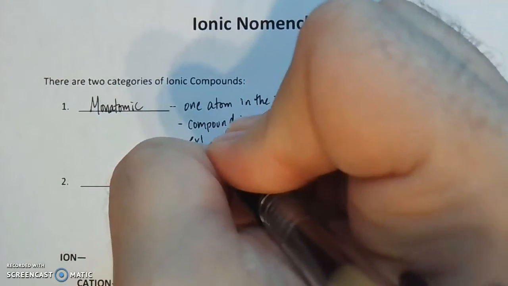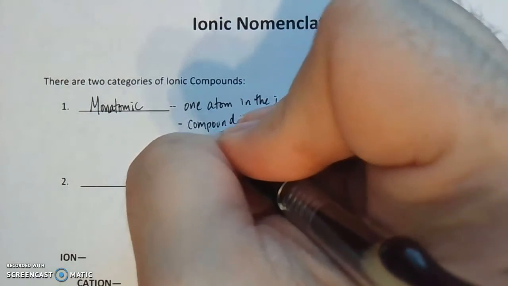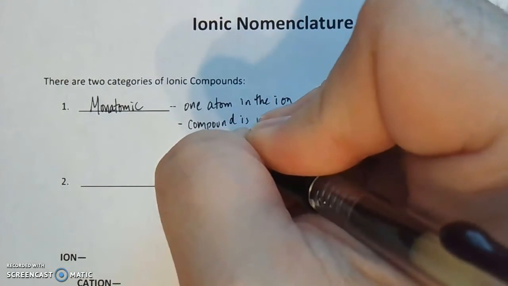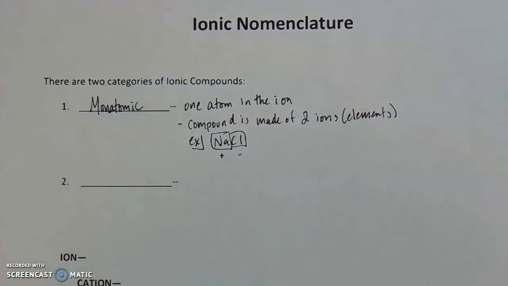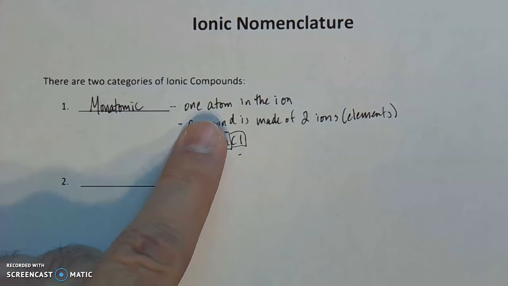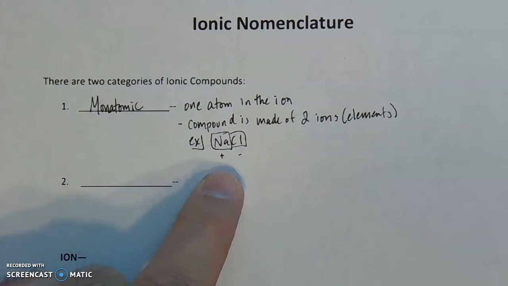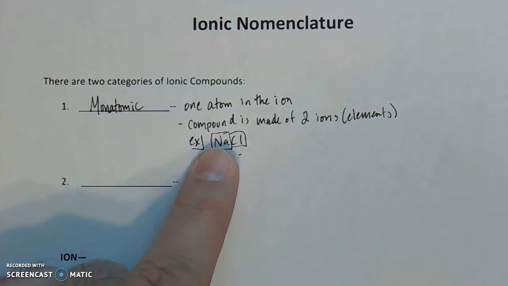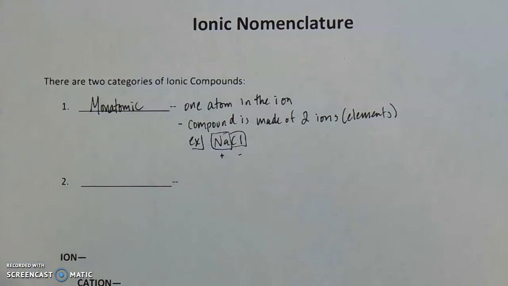An example of this, NaCl. So Na is our positive or cation and Cl is our negative anion. So monatomic ionic compounds, one atom in the ion. So sodium ion has one atom, chlorine is one atom. And it could be something like Mn2O7. That would be monatomic also because we just have one type of ion in that. Mn is the only positive. So there's only one particular atom in the ion.